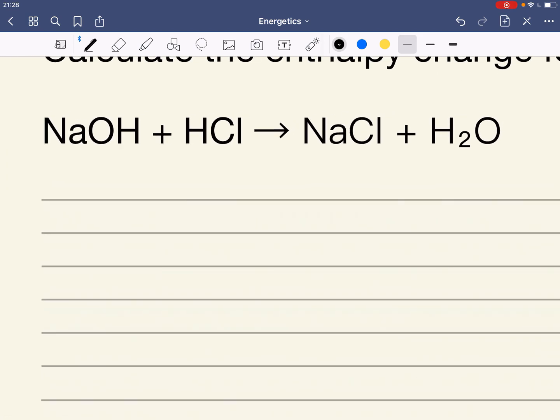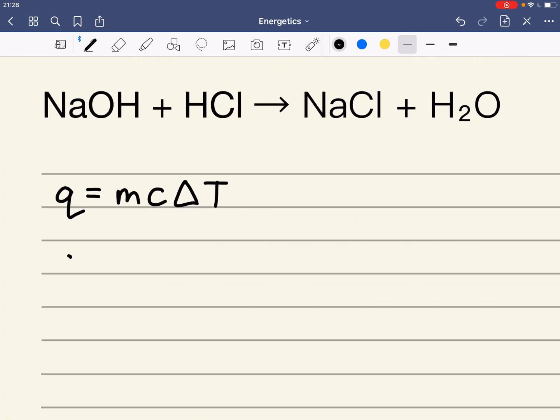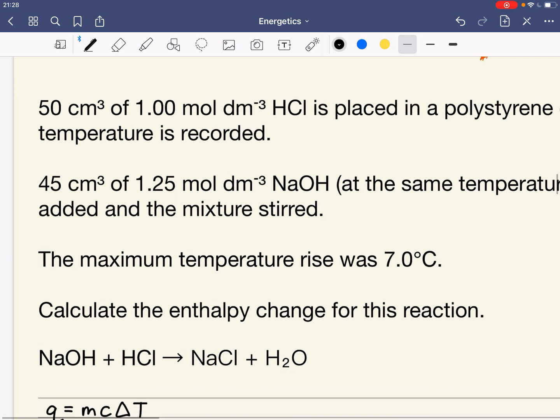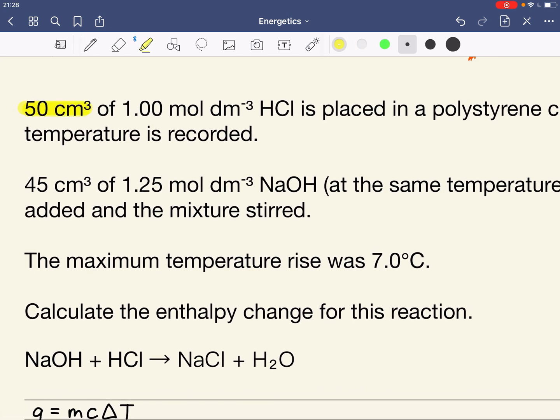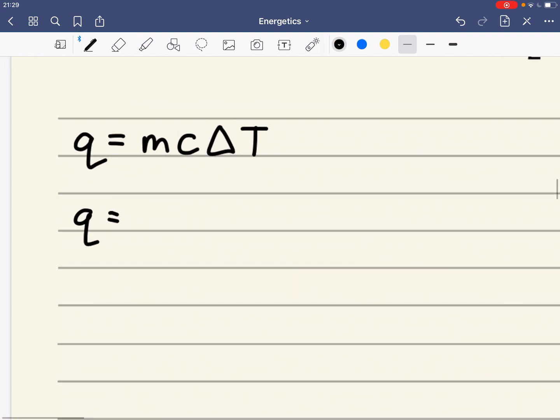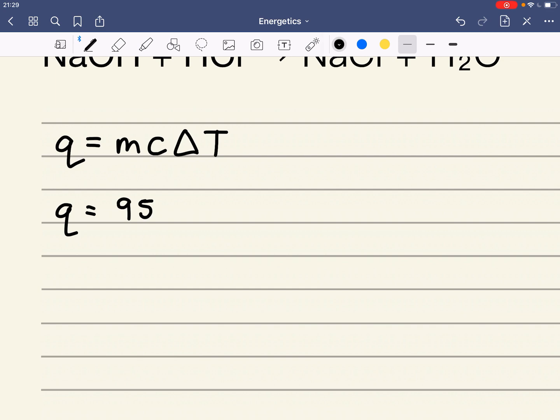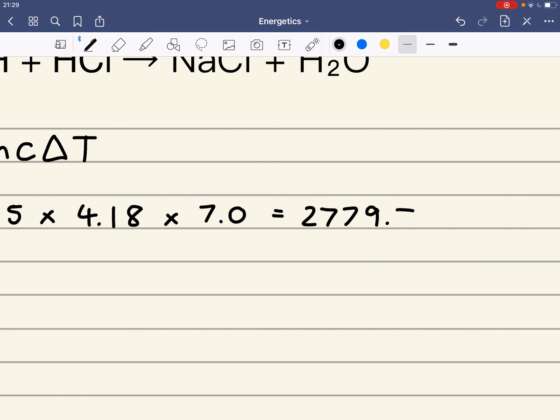First thing we do is calorimetry, so we use the equation Q = mcΔT. My mass in this case is the mass of the solutions that have been heated up, and we've got 50 cm³ of HCl and 45 cm³ of sodium hydroxide. We assume that the density of these solutions is 1 g/cm³, the same as water. Solutions are mainly water. So this 95 cm³ in total, we assume is 95 grams. My c is always 4.18, and that will always be given. My ΔT is 7. That gives me 2779.7 joules.